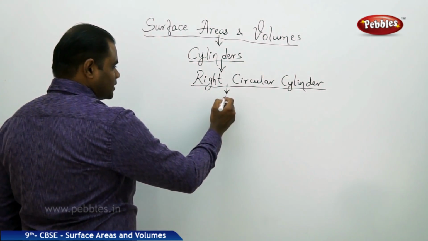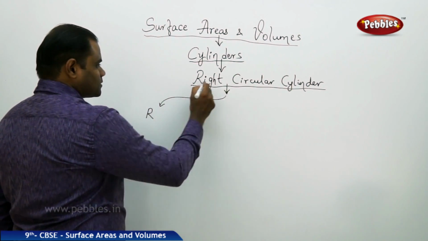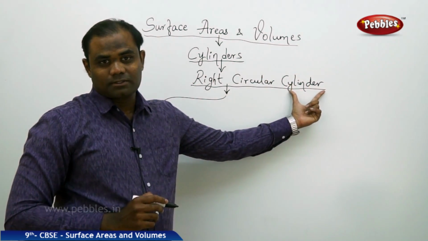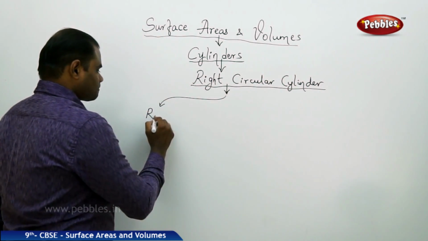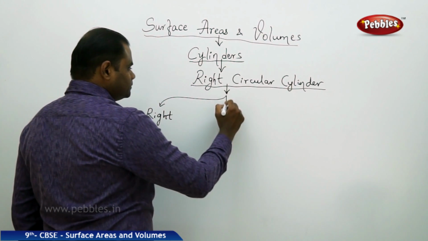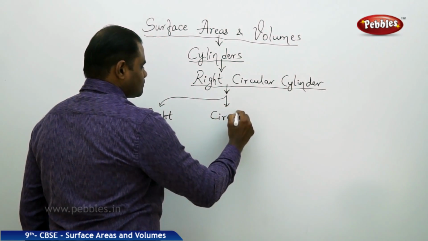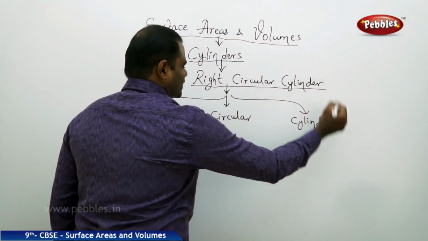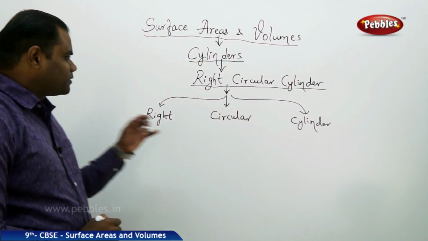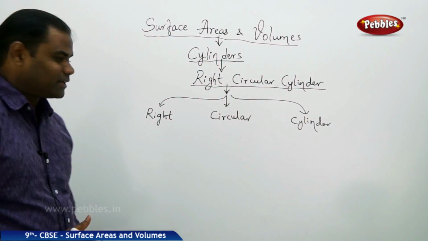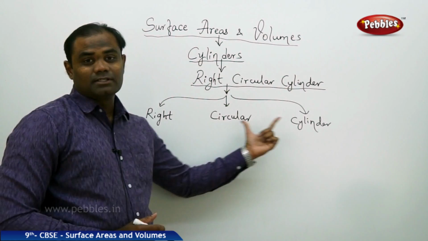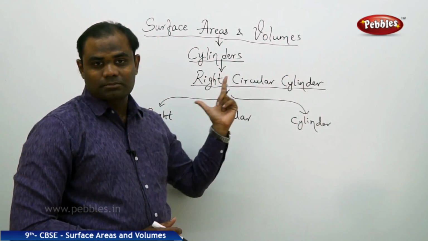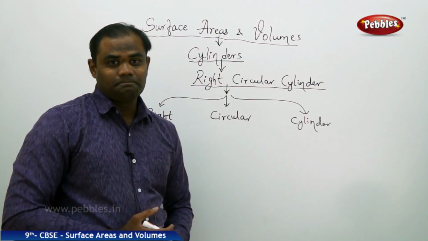So as I see right circular cylinder, I have three different things which I understand: the one which is right, the one which is circular, and the one which is, of course, a cylinder. So we differentiate a right circular cylinder into three classifications. One is this, this, and this. Let's understand each of these to understand the whole concept of right circular cylinder.